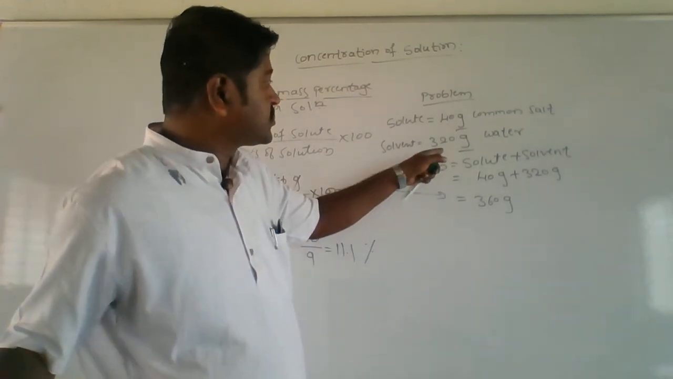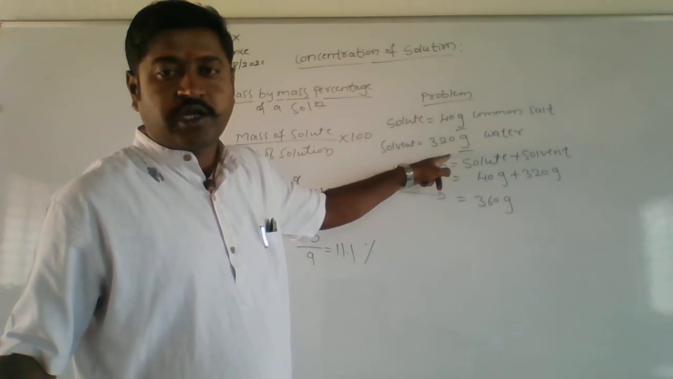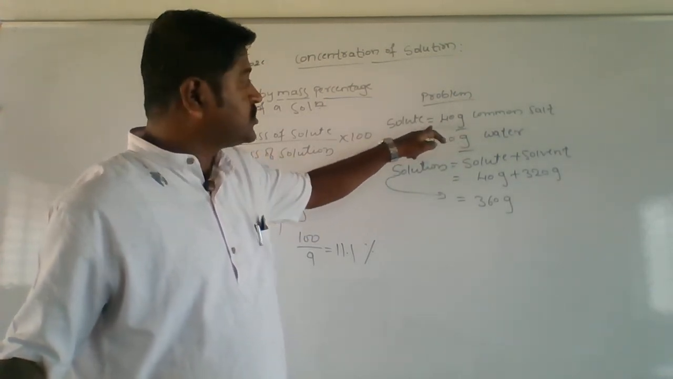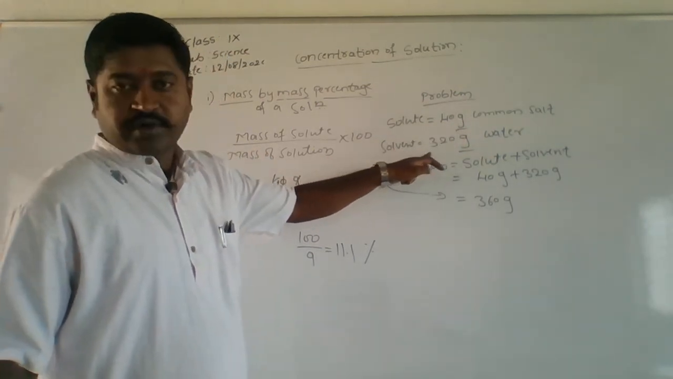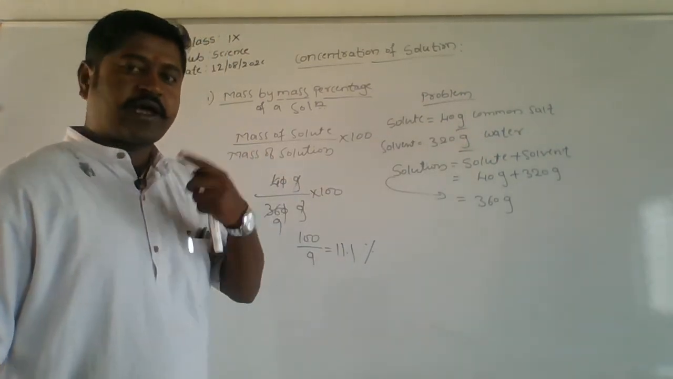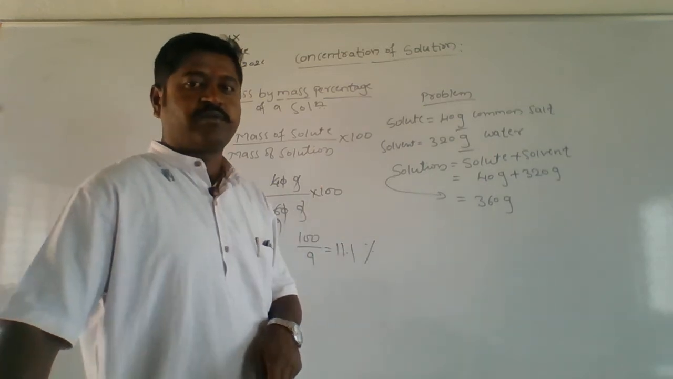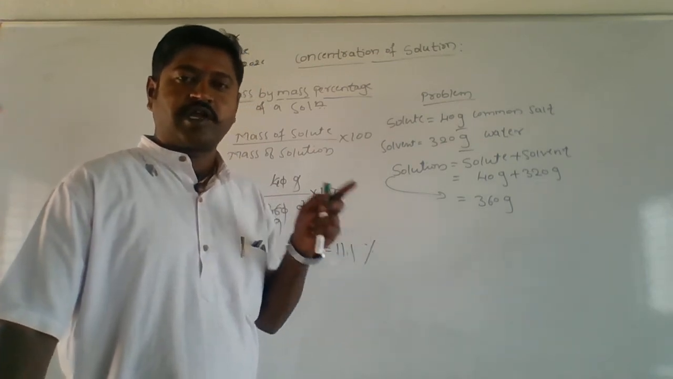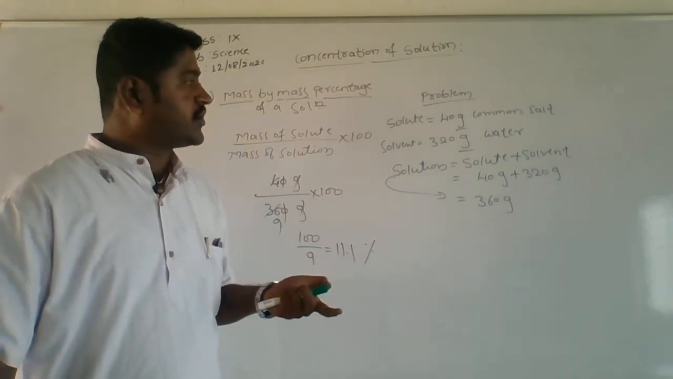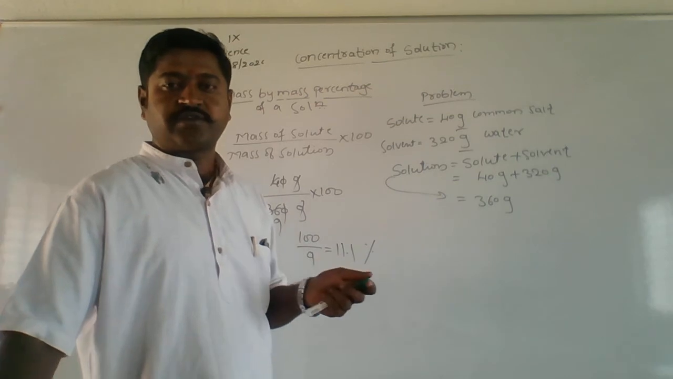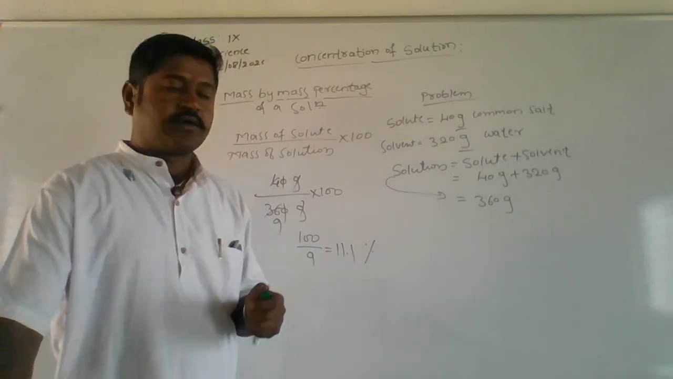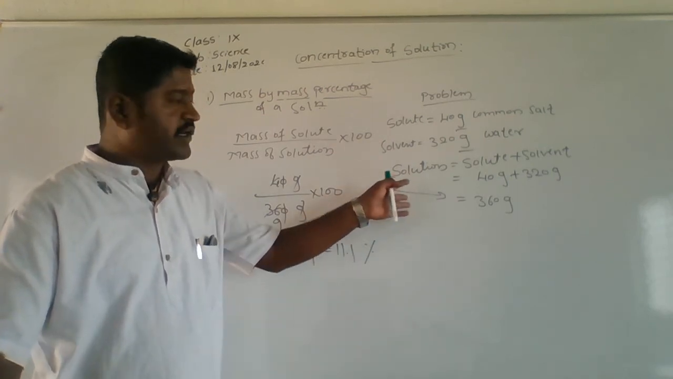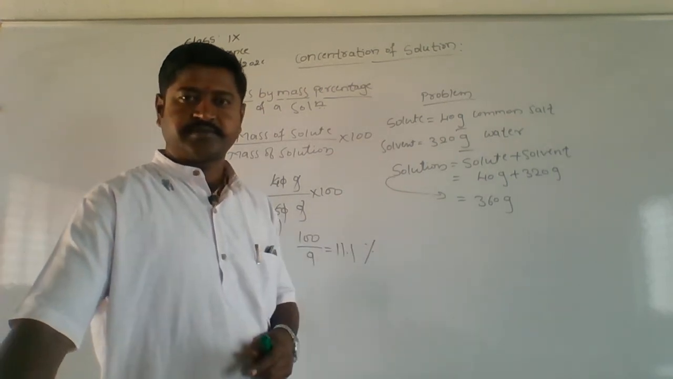In case this solvent was given in terms of volume and solute as usual in grams, then we would have used mass by volume. That is the second one, mass of solute by volume of solution into 100. That gives you the concentration of that solution. Is this clear? We'll be seeing more examples like this in the next class.